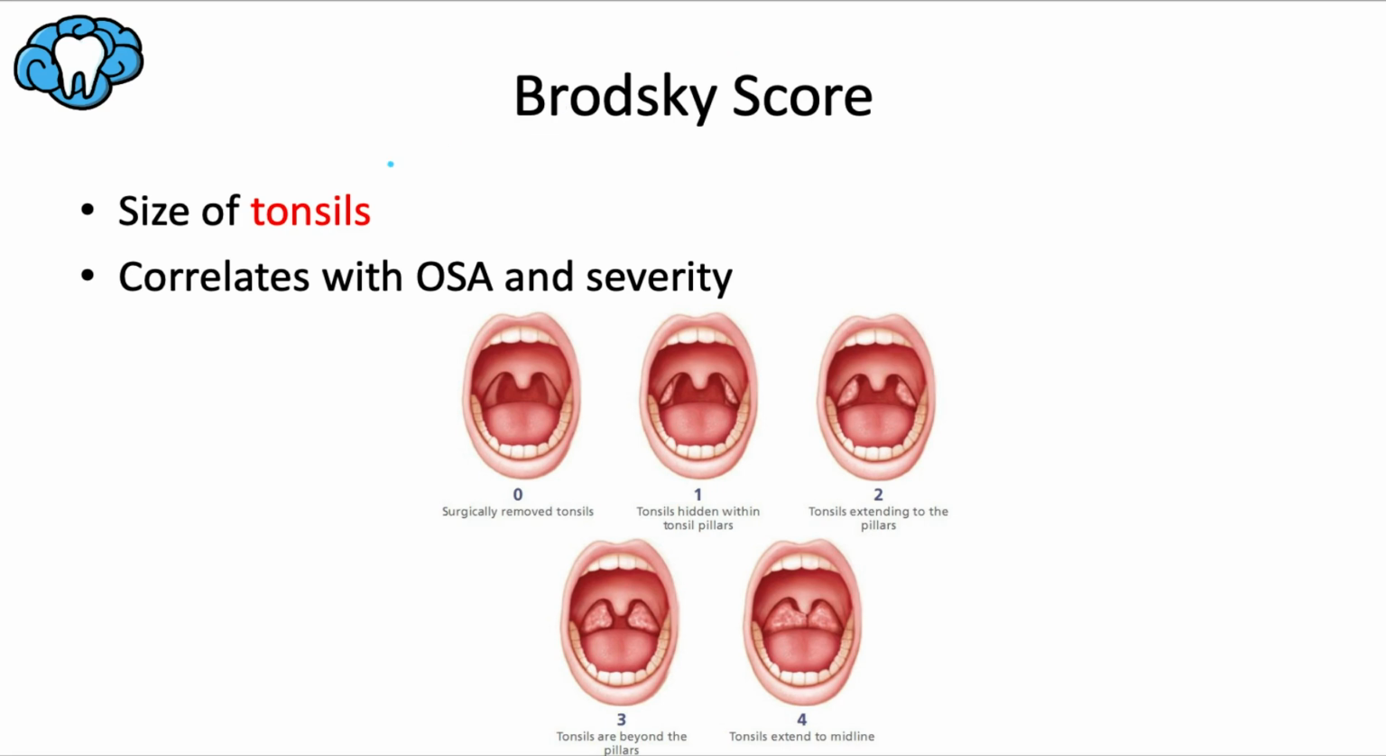The Brodsky score looks at the size of the tonsils instead of the tongue. It also correlates with risk and severity. So this one's scored from 0 to 4. The bigger the score, the bigger the tonsils.